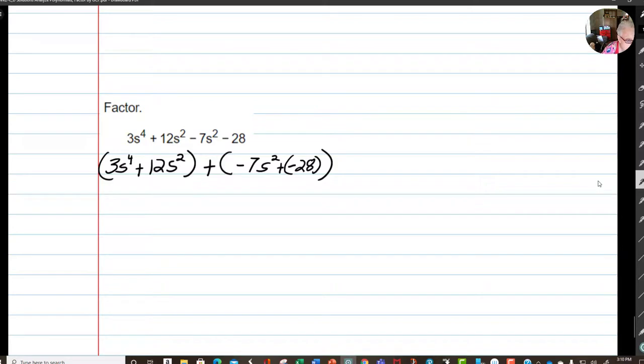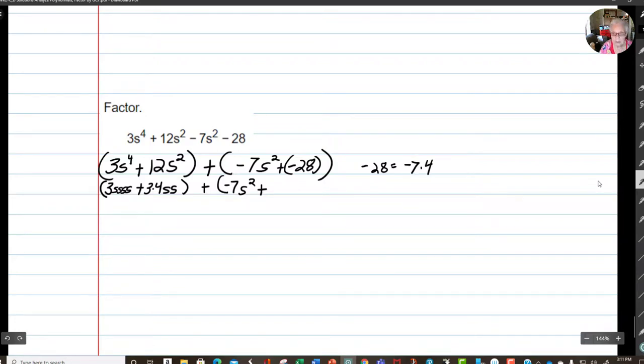Okay, over here, we have 3 times s times s times s times s plus 3 times 4 times s, plus negative 7 times s squared plus negative 28 equals negative 7 times positive 4. So let's write this as 4 times negative 7, just so the 4 can be close to the plus. Makes life easier.